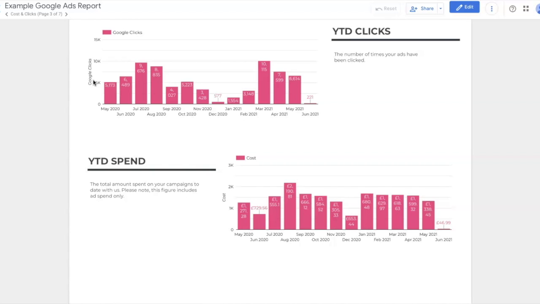Spend is very self-explanatory. It's just how much you spent on your ads over the last year, 6 months, 3 months, however long the ads have been running. This figure is your ad spend only. It does not include any management fee that you pay to us. It's very helpful information if you're not sure exactly what your spend has been.